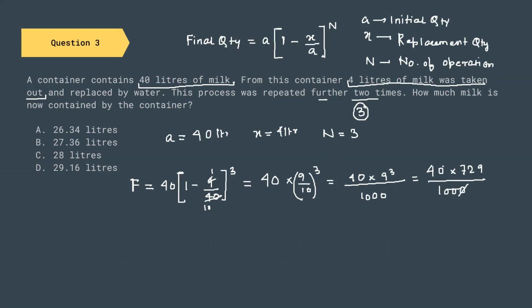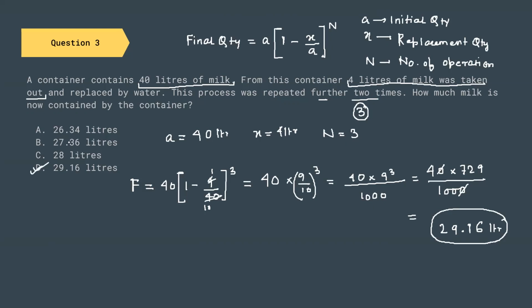So this 0 is cancelled, this 0 is cancelled, and 4 into 9 is 36, 4 into 2 is 8, 8 plus 3 is 11, carry 1, 7 into 4 is 28, so this is 29, and there are two zeros in the denominator, so this will become 29.16 liters. So this is the final quantity of milk that is there in the container right now.